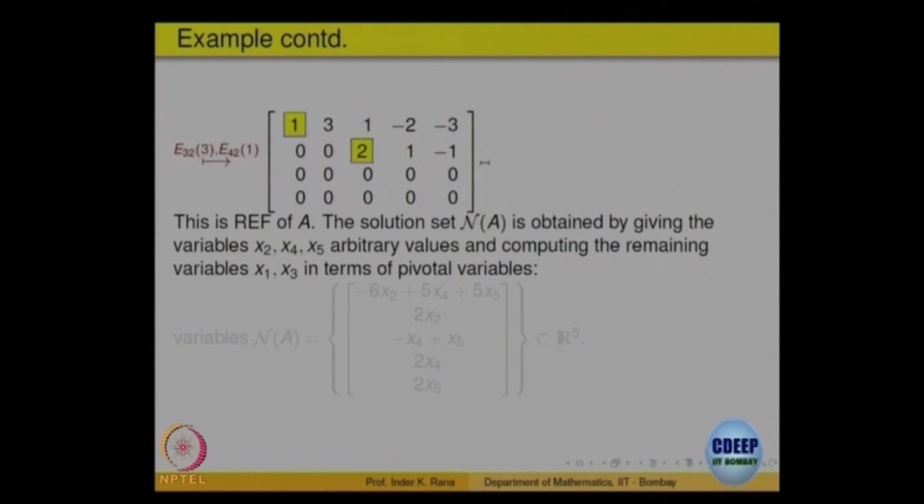Remember, now solving the equations, if n is the number of variables and r is the rank, then the number of independent variables which get arbitrary values is n minus r. And what are those variables? They are precisely the non-pivotal variables. Here, what are the pivotal variables? x1 and x3. So, x1 and x3 will be computed in terms of the non-pivotal variables, that is x2, x4 and x5, right. And how are they computed?